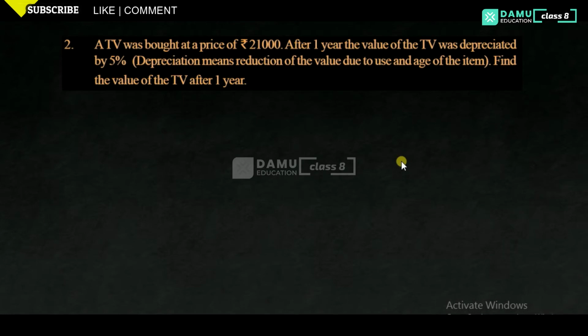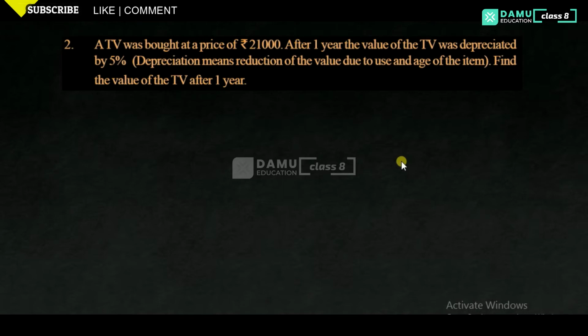So in this module, we are going to discuss a TV that was bought at a price of 21,000 rupees. After 1 year, the value of the TV was depreciated by 5%. Depreciation means a decrease of value from the price. So depreciation means reduction of the value due to use and age of the item.